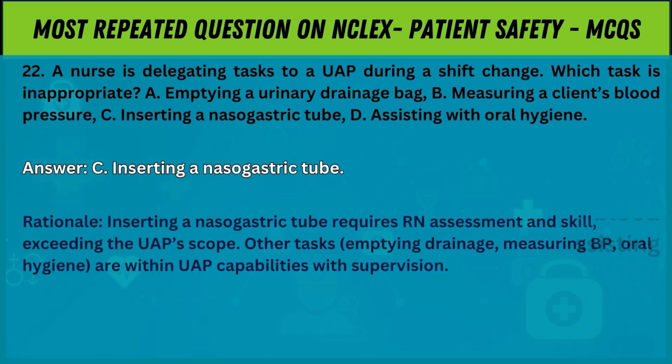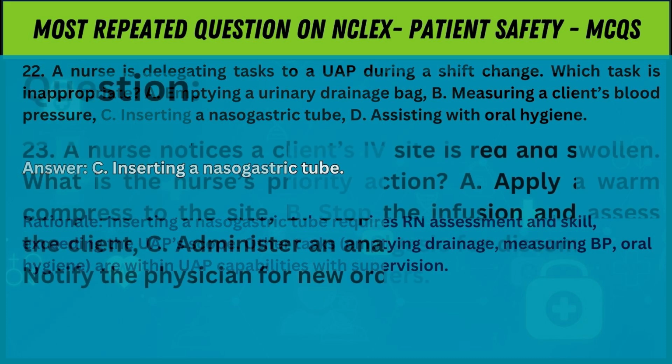Answer: C. Inserting a nasogastric tube. Rationale: inserting a nasogastric tube requires RN assessment and skill exceeding the UAP scope. Other tasks, emptying drainage, measuring BP, oral hygiene, are within UAP capabilities with supervision.